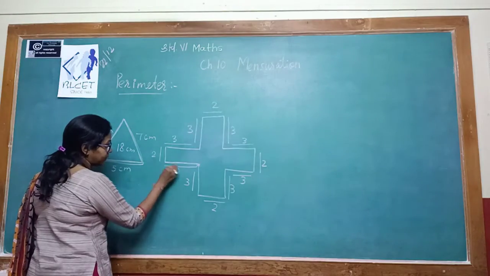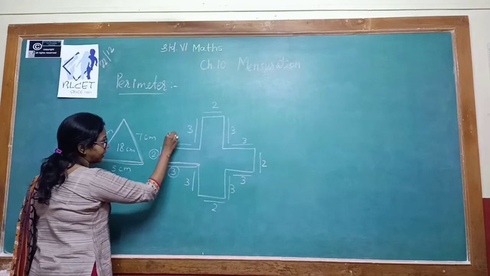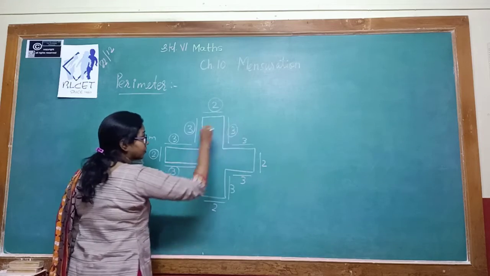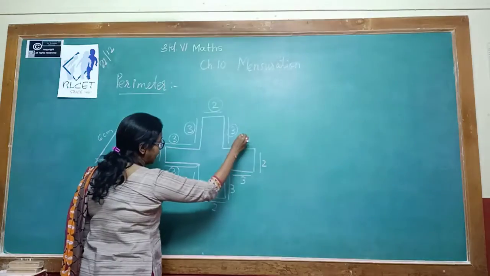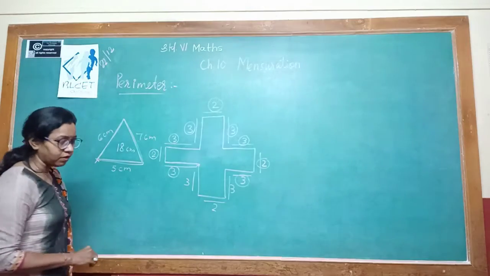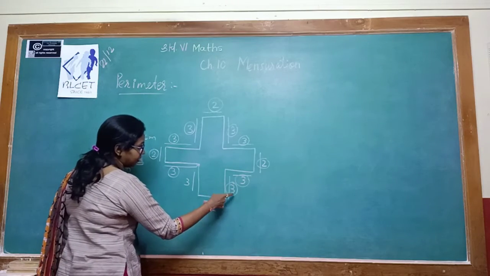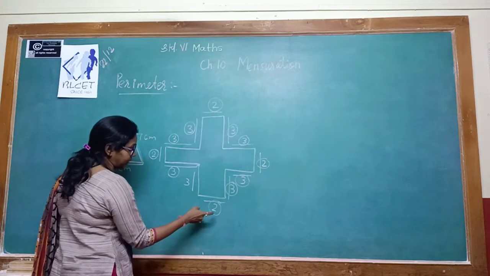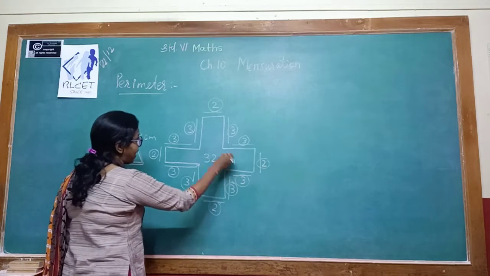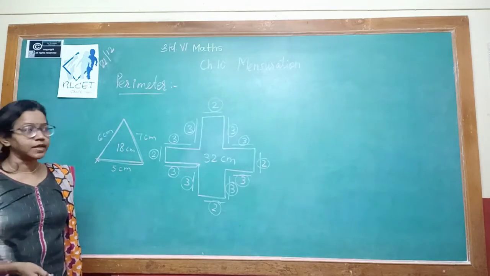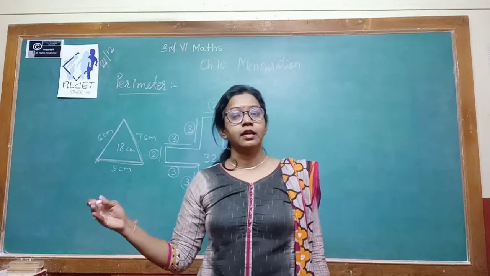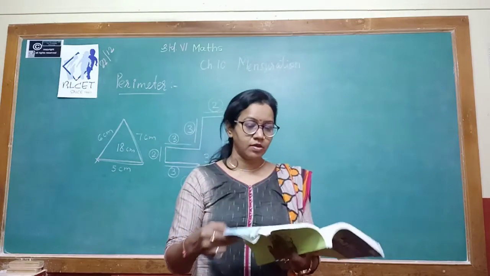So what do I have to do? 3 plus 2, 5, plus 3, 8, plus 3, 11, plus 2, 13, plus 3, 16, plus 3, 19, plus 2, 21, plus 3, 24, plus 3, 27, plus 2, 29, plus 3, 32. So what is the perimeter of this plus sign? 32 centimeters. In short, the total length of the given object is known as its perimeter. This is the concept of perimeter.